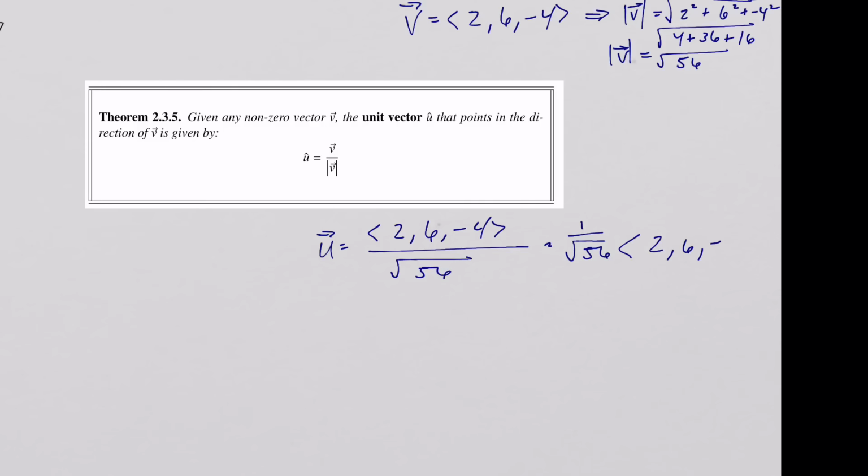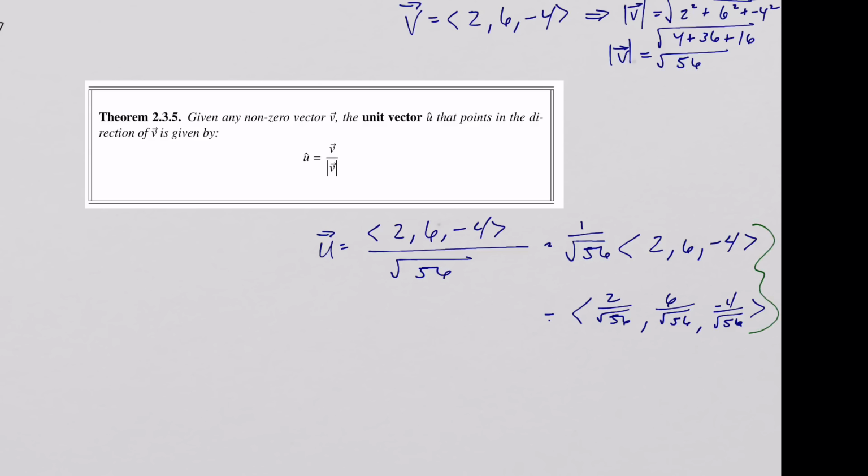and negative 4. We can just distribute that into the vector as well, and we could say it's 2 over the square root of 56, 6 over the square root of 56, and negative 4 over the square root of 56. And so either of these two expressions would work. Those are both unit vectors of the vector v.